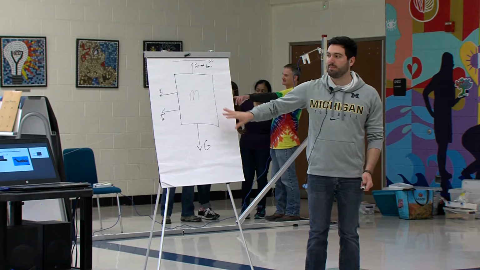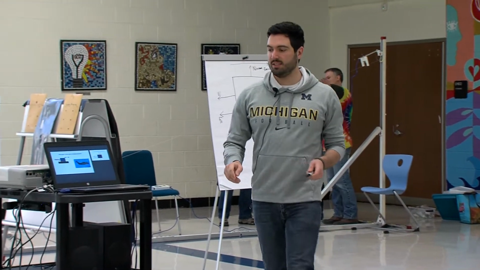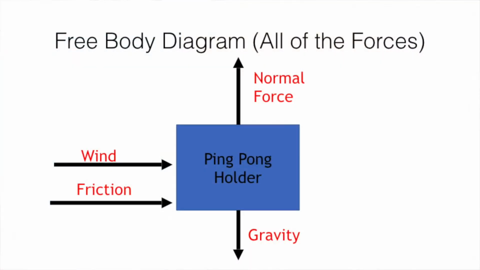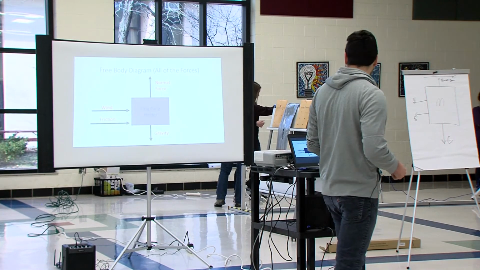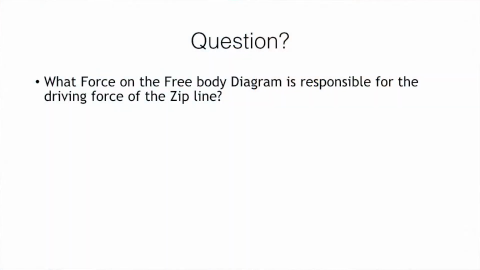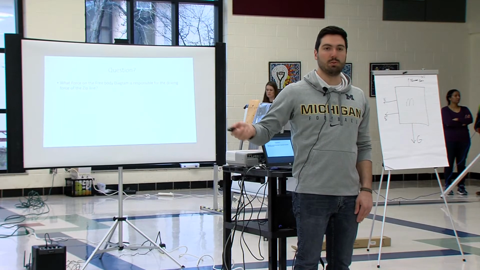So this is a free body diagram. We also have it on the slides. And the directions, I guess, are opposite. That's okay. So again, we have gravity acting on it, normal force that opposes the gravity, and then wind and friction. So these are your main forces that are on your ping pong holder as it comes down. So I have a question for you guys. What force is responsible for actually driving or making your mechanism or your holder move? Like what force causes it to move?